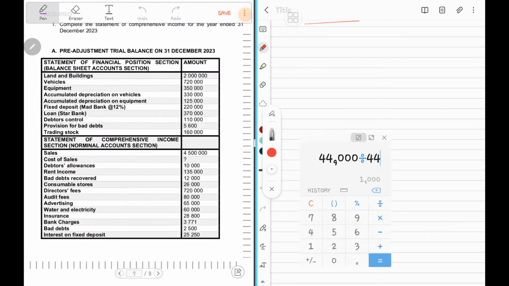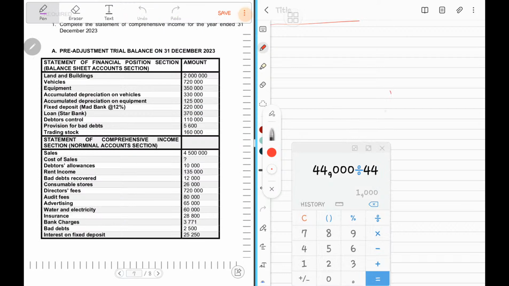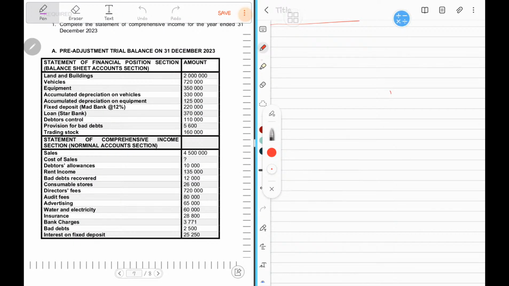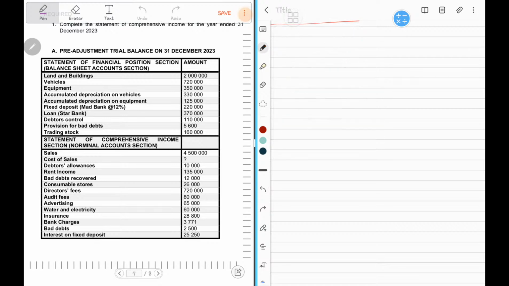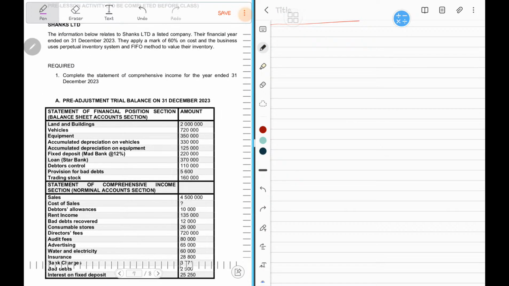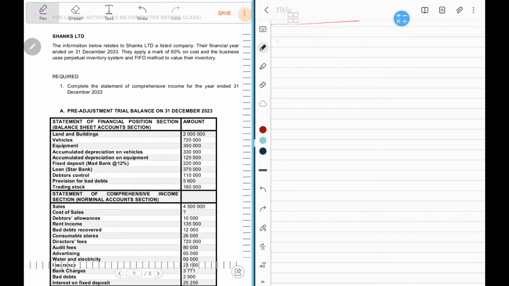So what is the name of the business first? So the name of the business, first of all, let me use a black ink. Okay, so first of all, the name of the business, it's what? It's Shanks Ltd. So here we're going to say Shanks Ltd.